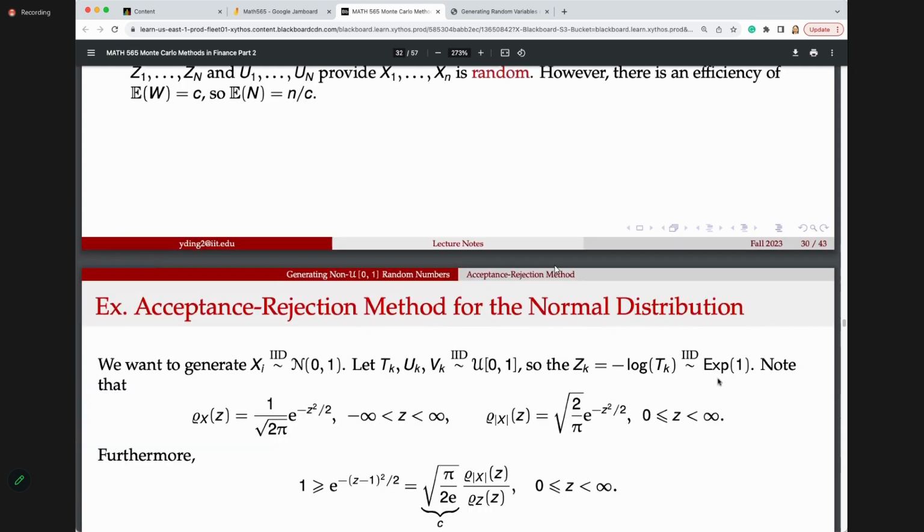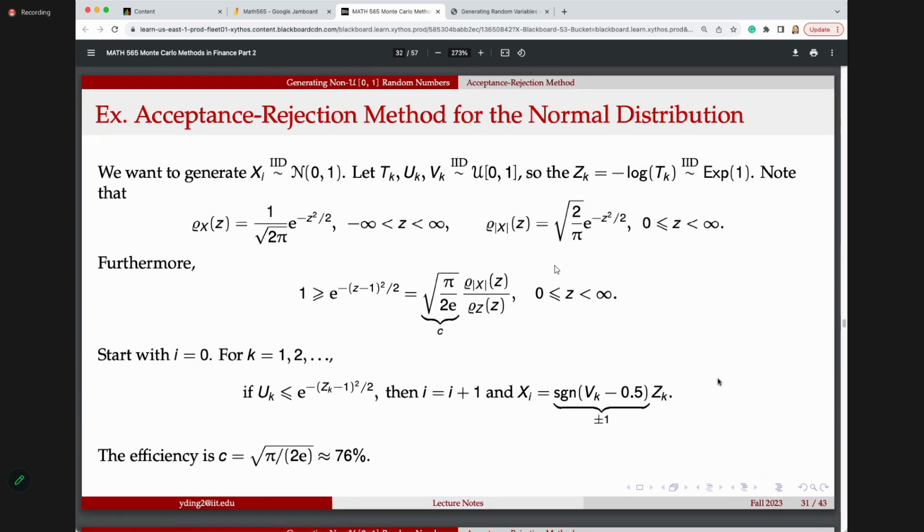Okay, so let's see one example here. This one is a little bit complicated, but it is trying to give you some idea about the acceptance-rejection method. For example, if you want to generate xi following the standard normal distribution, we have the density function, but we cannot find the cumulative distribution function analytically. We could do the inverse numerically, right?